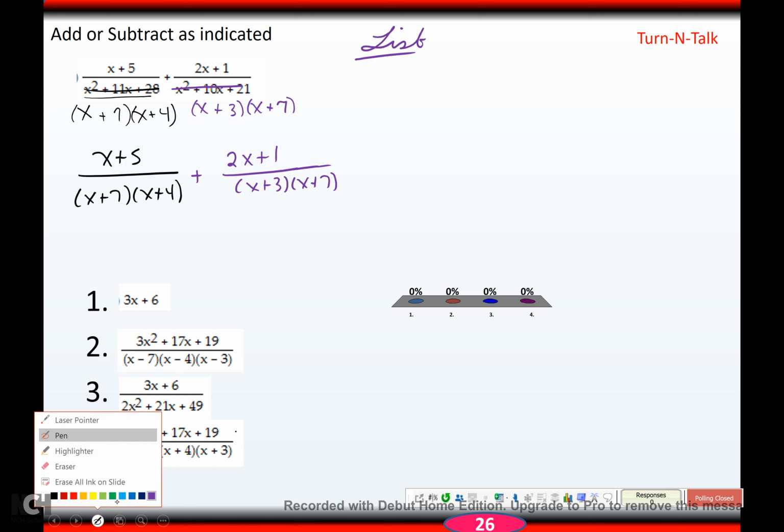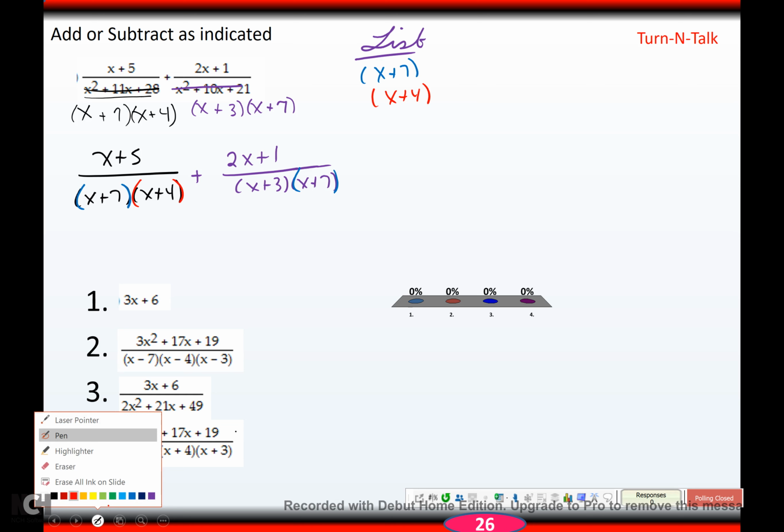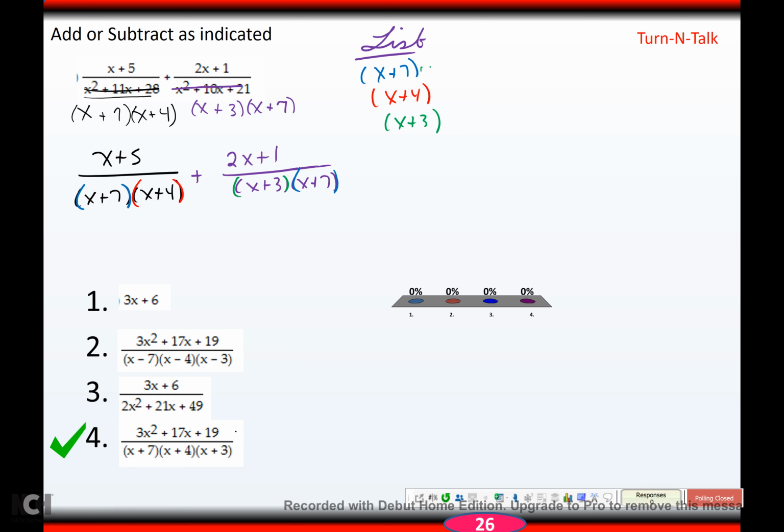And in my list, I need an x plus 7, which will take care of that and that. I need an x plus 4, and I need an x plus 3. So this one has the x plus 7 and the x plus 4. So the right side. This side has the x plus 7 and the x plus 4. I need the x plus 3. So I'm going to multiply the top and the bottom by x plus 3.